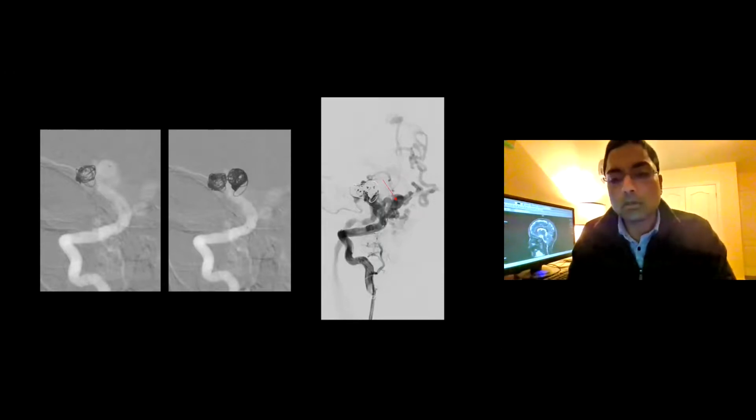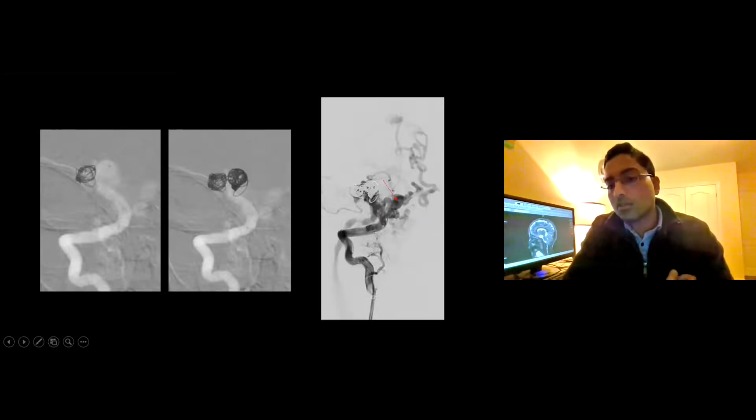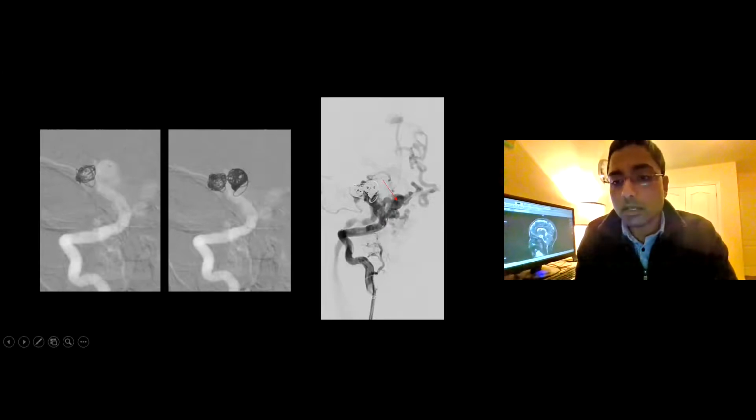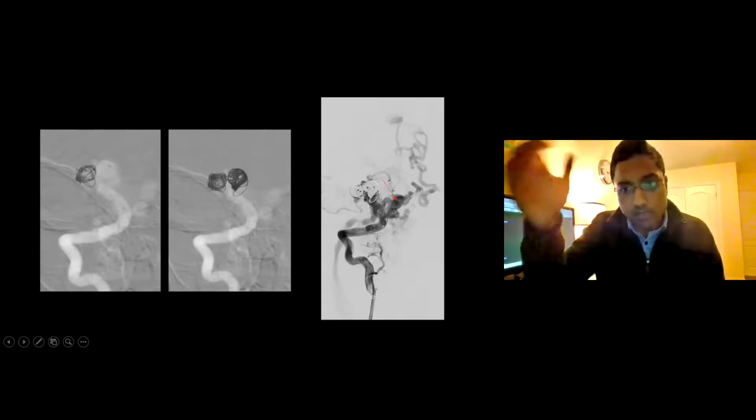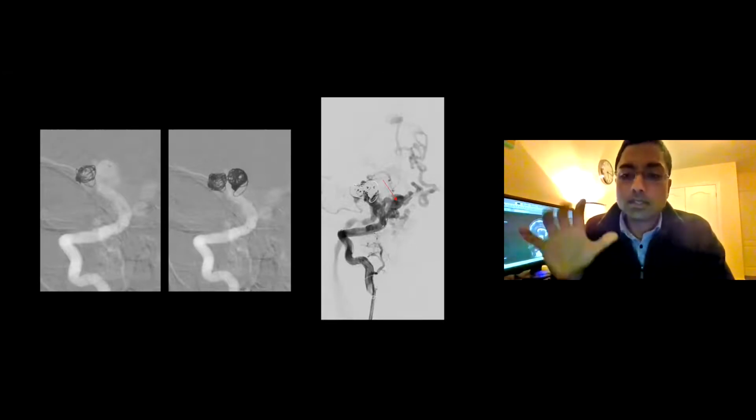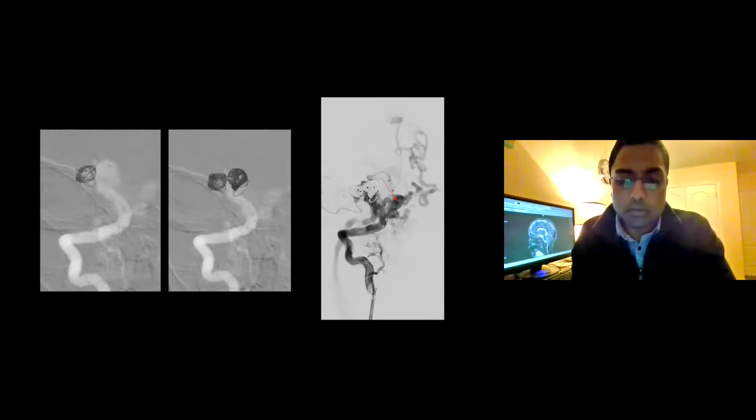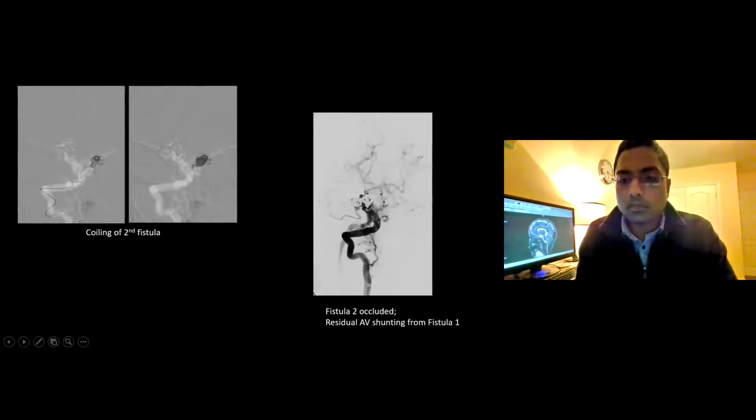And it's very important to appreciate that there is a second fistula, because at this moment, if I inject glue here, what will happen is the glue is going to get sucked towards the other fistula. And this will go all the way backwards into the vertebral and basilar artery, and I will end up with a massive stroke. So it's very important to do these check injections and recognize these things as you do the procedure. So then I switched, started coiling the second fistula, completely closed the fistula, and then came back.